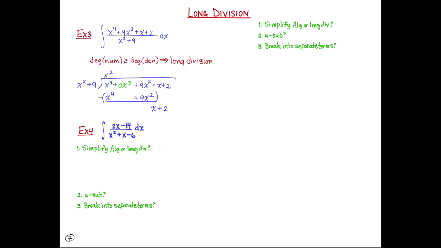Now in this case, we didn't end up needing the 0x cubed, but you will do one of these similar in workshop tomorrow, and you will need it then. So it's a good habit to get into using it now. So x squared plus 9 does not go into x plus 2. If we try to divide this x squared into x, it won't work, so this is our remainder.